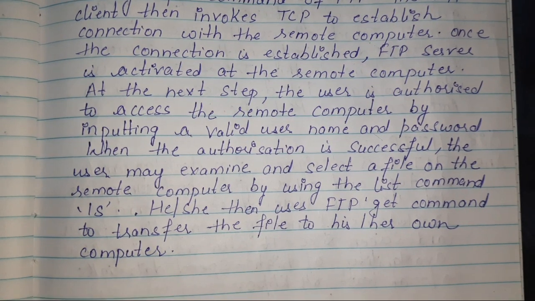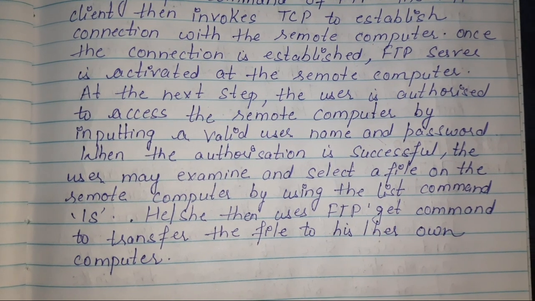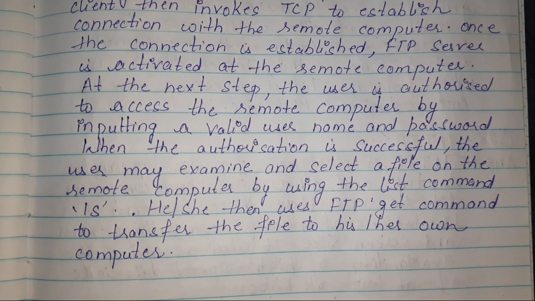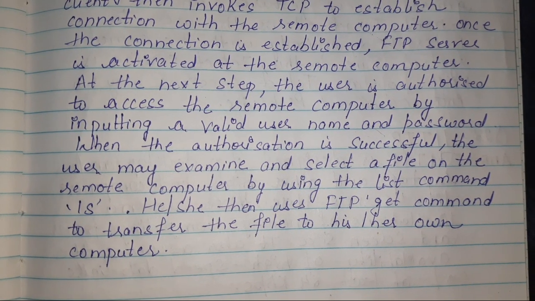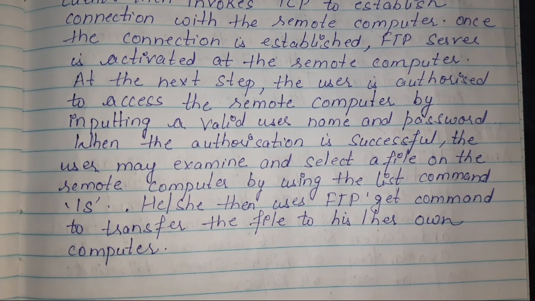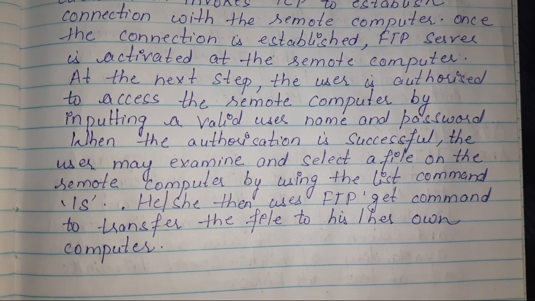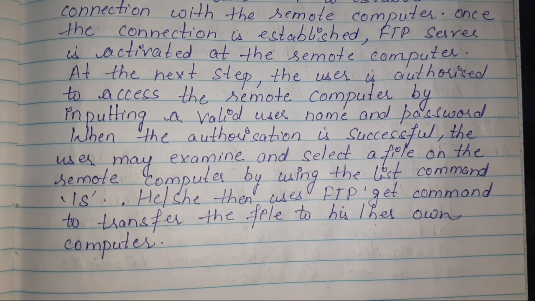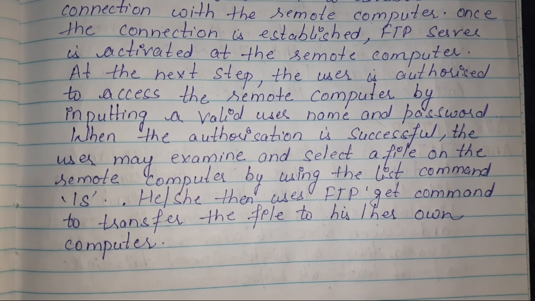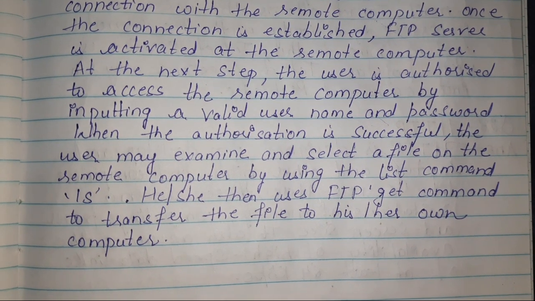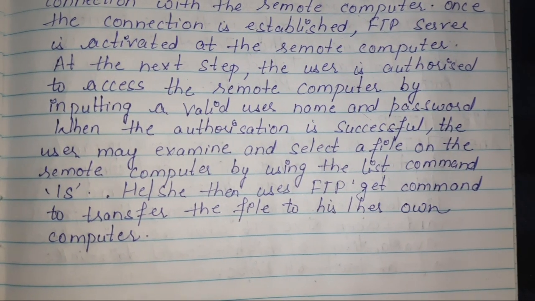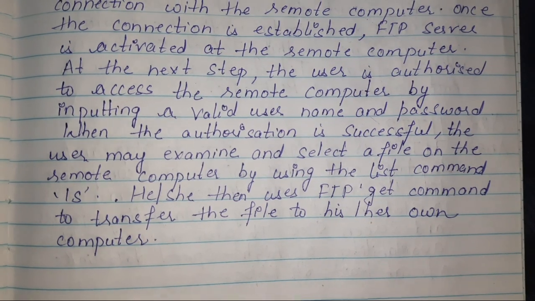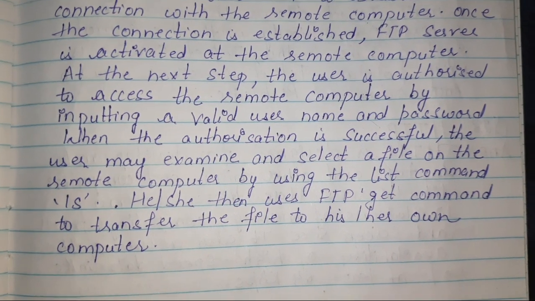At the next step, the user is authorized to access the remote computer by inputting a valid username and password. When the authorization is successful, the user may examine and select a file on the remote computer by using the list command LS. He/she then uses the FTP get command to transfer the file to his/her own computer.